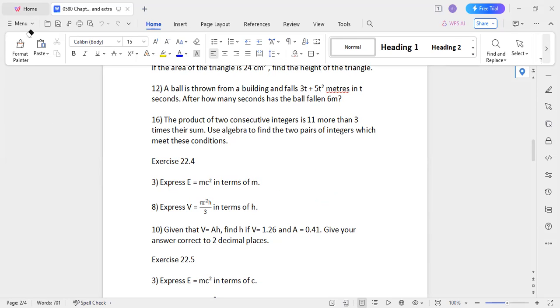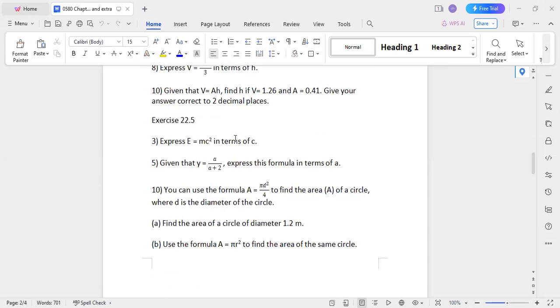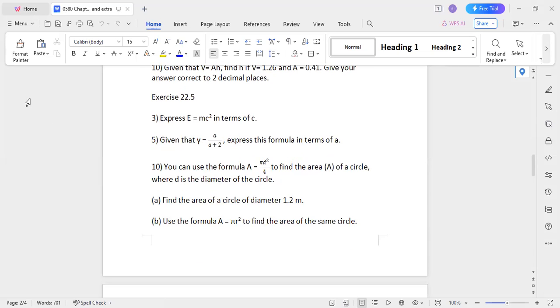So I think we should be almost ready to do the next part here. Let's give a little challenge. Y equals a over a plus 2. Anyone can try this. How do you express this in terms of a? Maybe I'll try. Yep, I actually struggled with this a little back in the days.